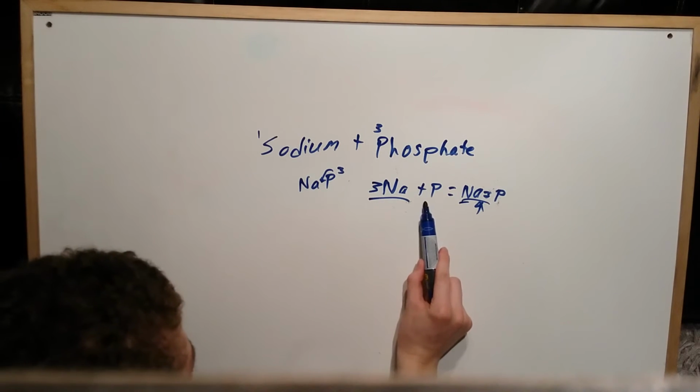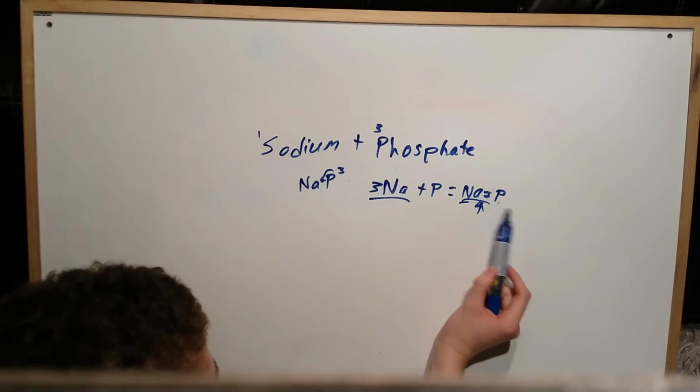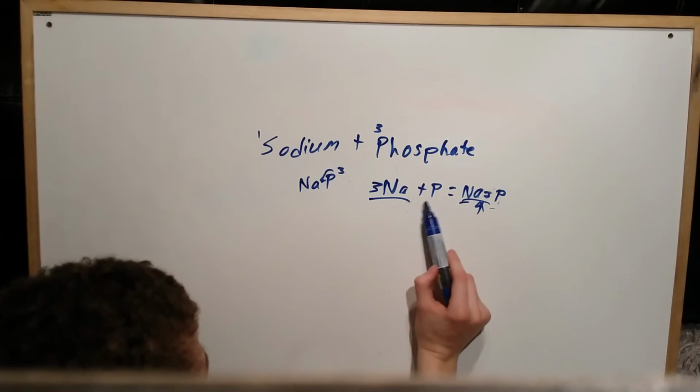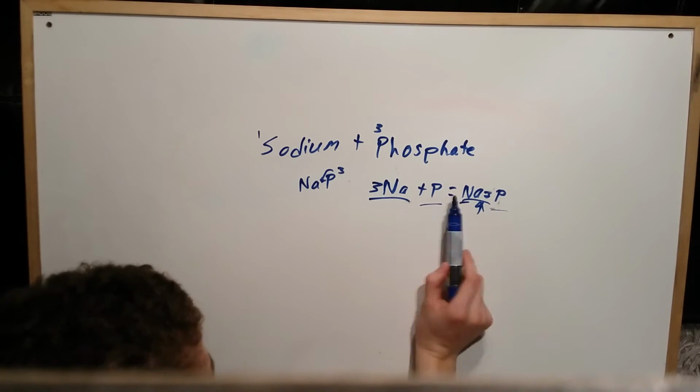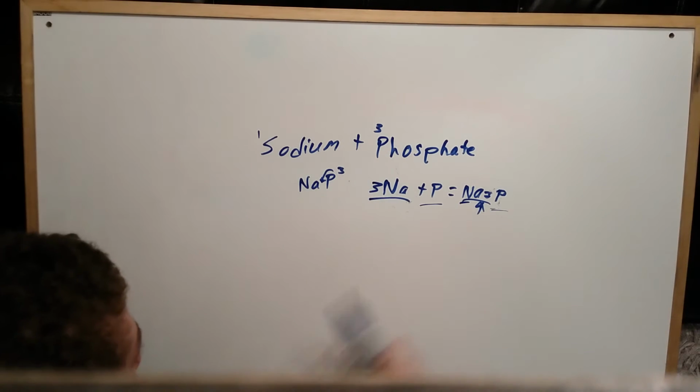So, how many phosphates here? 1. Perfect. And how many phosphates here? 1. Perfect. So, these are balanced. So, we have now just balanced this equation. So, we'll do 1 more.